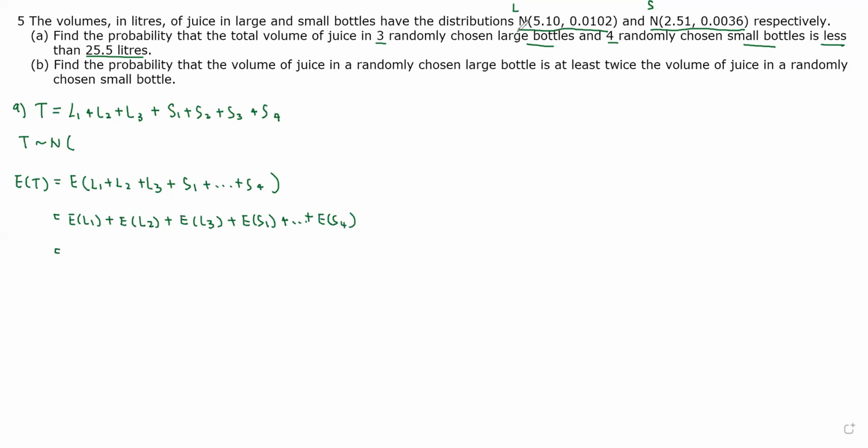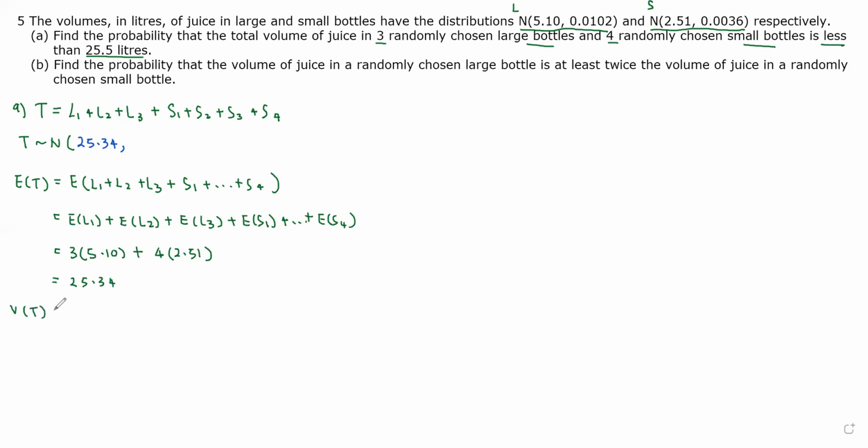Expected value of L is 5.10. Each of them has an expected value of 5.10. There are 3 of these, so we have 3 times 5.10. And we have 4 S's here, so we have 4 times the expected value of S, which is 2.51. And this has a value of 25.34. So we know that T here has a mean of 25.34. Now we need to find the variance as well.